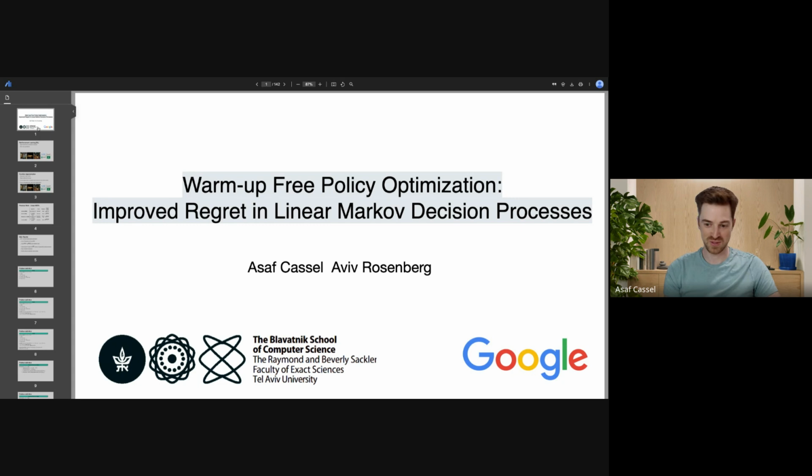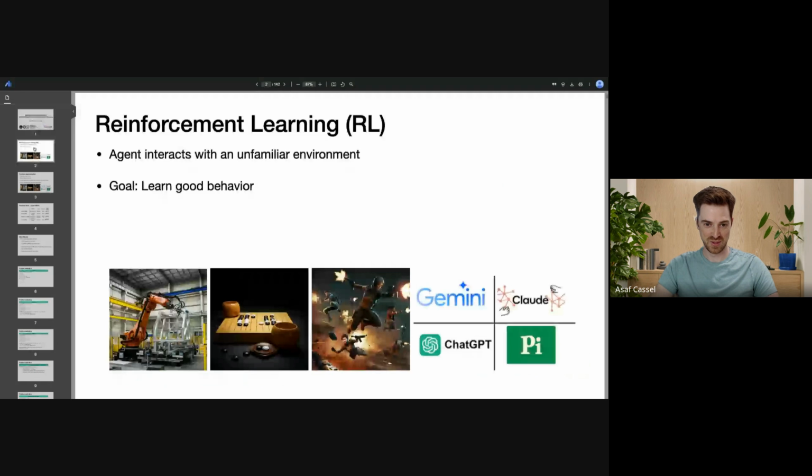Right, so let's dive right into it. So today I'll talk about warm-up free policy optimization, which gives improved regret in linear Markov decision processes. And this is a joint work with Aviv Rosenberg. Reinforcement learning has had a lot of empirical success, whether it's in robotics or in games or nowadays in language models. And as we know, generally our goal is just to learn a good behavior policy via interacting with the system.